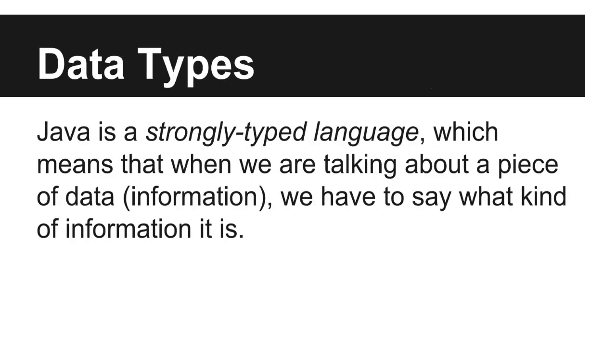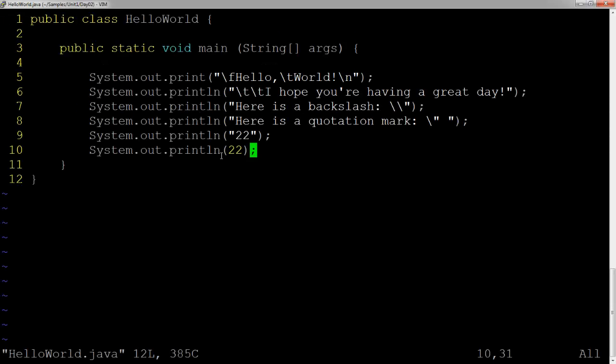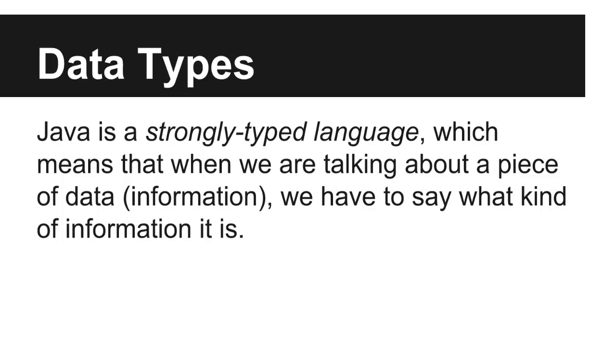So Java is a strongly typed language, which means that any time we're talking about a piece of data or a piece of information, we have to explicitly say what kind of information it is. And with these print statements that we've been using, or even that time when we printed a 22 without quotation marks, we've been using literals, things that are exactly as they appear. We can go back into them and say, right here, that's an integer, and right here, that's a string, and this is a string. When I say string, all that I really mean is a string of text. That's all that we're talking about.